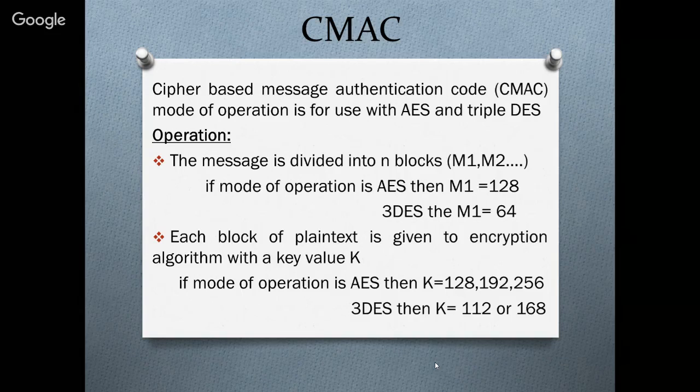If the mode of operation is 3DES, then the key value will be 112 or 168 bits. So overall, in the CMAC algorithm, we divide our information into a number of blocks. If it is AES, it will take 128 bits. If it is 3DES, it will take 64 bits. Each block's encryption also takes the key value as input: for AES, 128, 192 or 256, and for 3DES, either 112 or 168. By taking these two inputs, the encryption algorithm produces the ciphertext and gives it to the next process, or it will transmit. If it is the final part, it will be declared as the hash code.